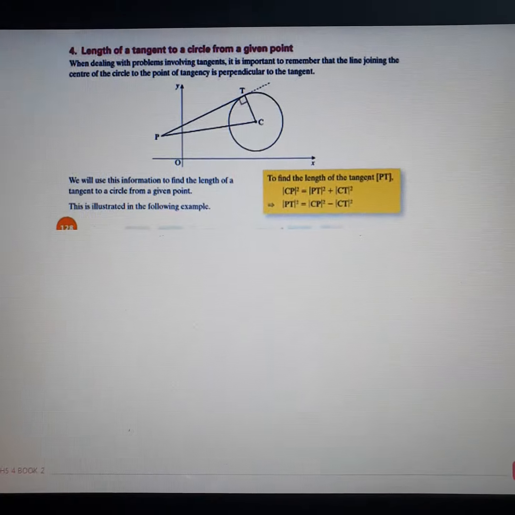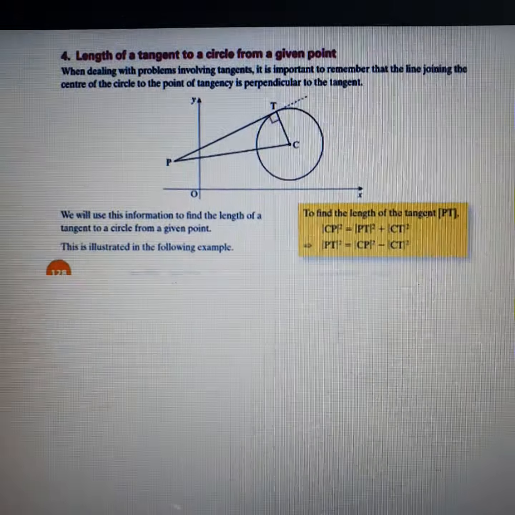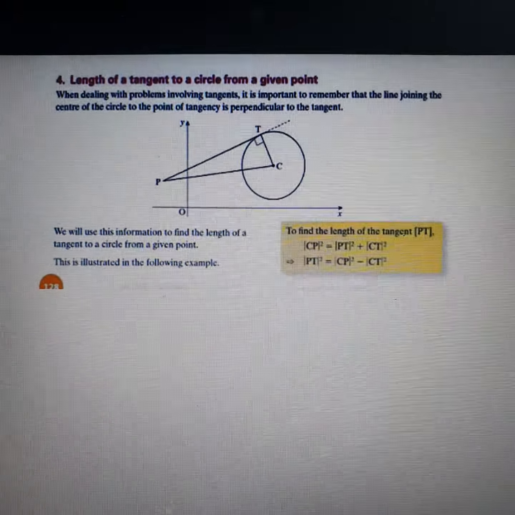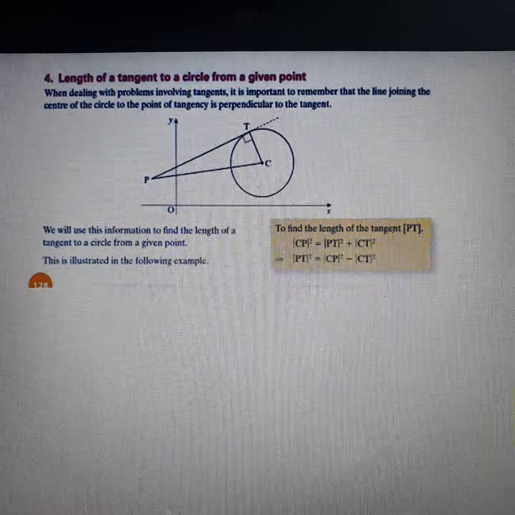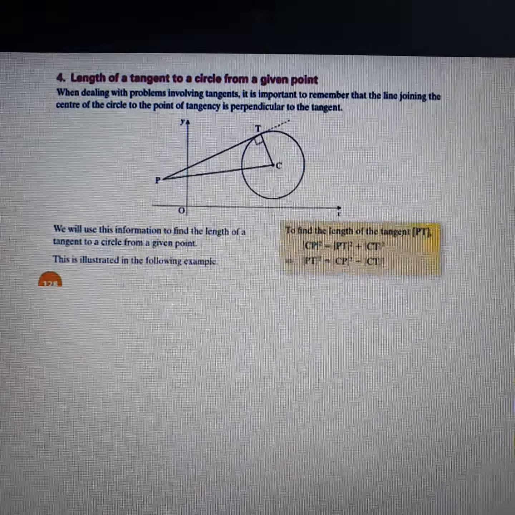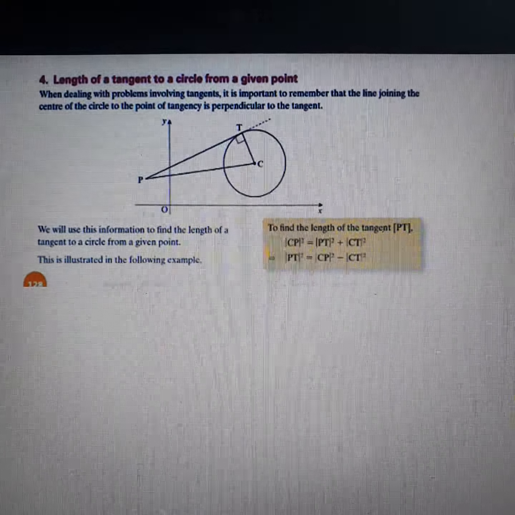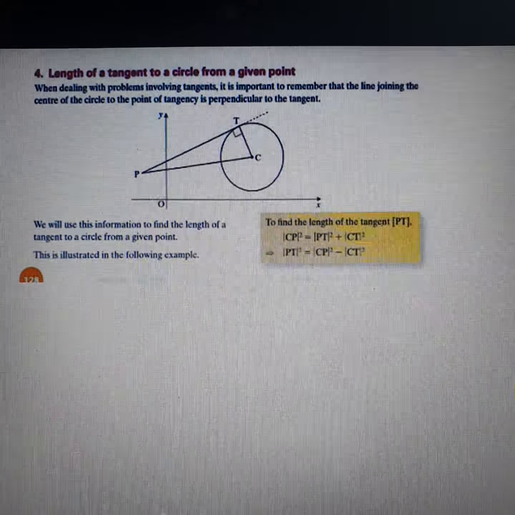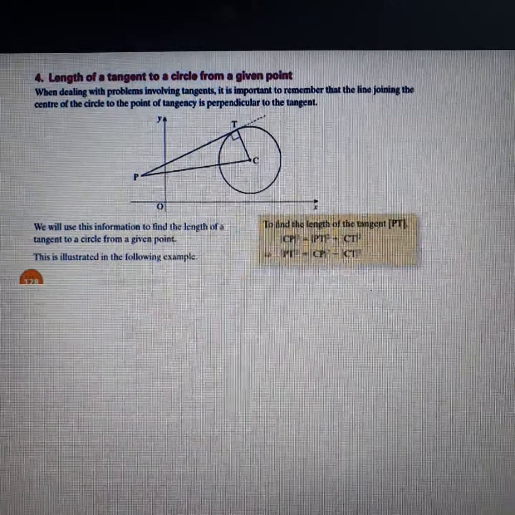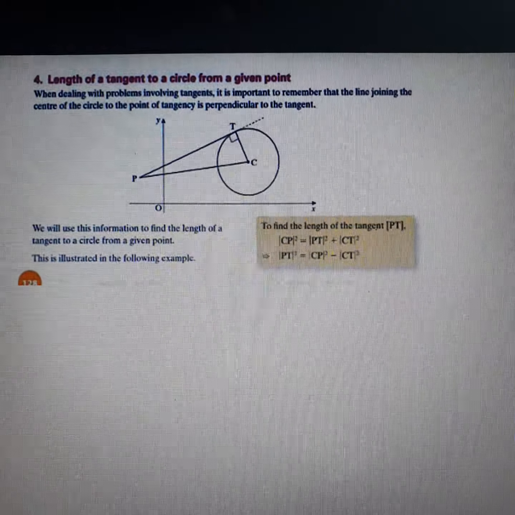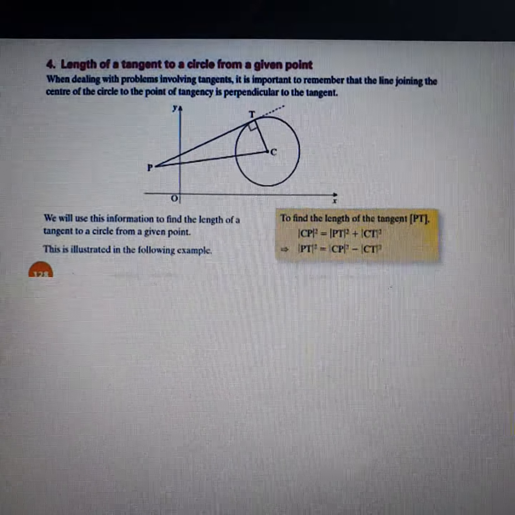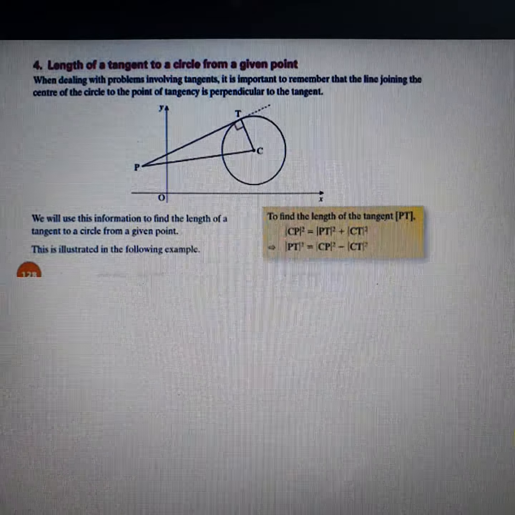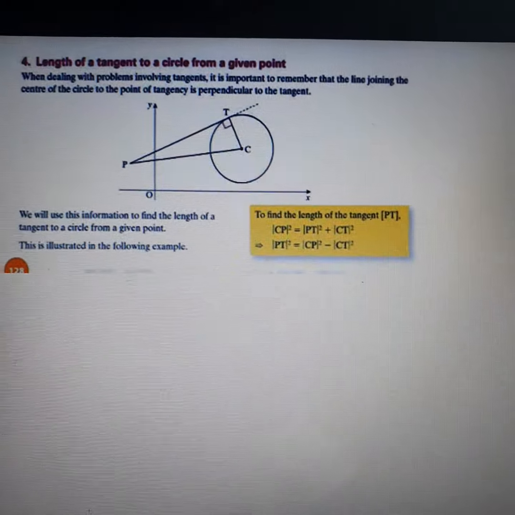Okay, so this is quite hard to see, but the length of a tangent to a circle from a given point. That's kind of what we were doing there. So when dealing with problems involving tangents, it is important to remember that the line joining the centre of the circle to the point of tangency is perpendicular to it, okay? So we will use this information to find the length of a tangent to a circle from a given point. This is illustrating the following example.